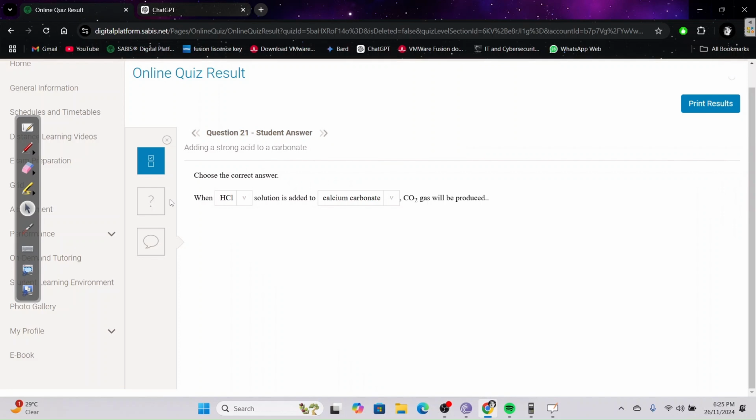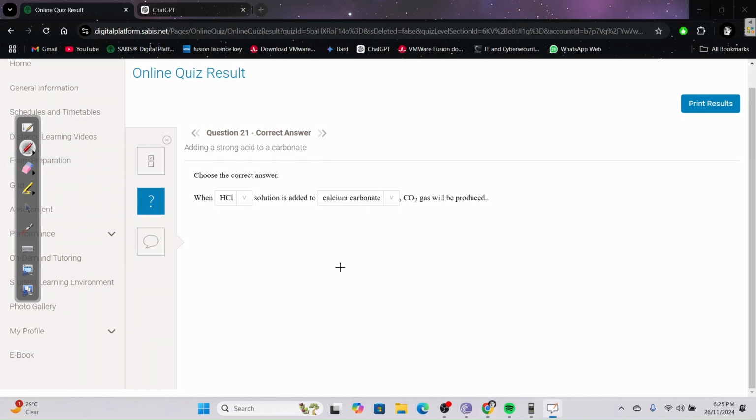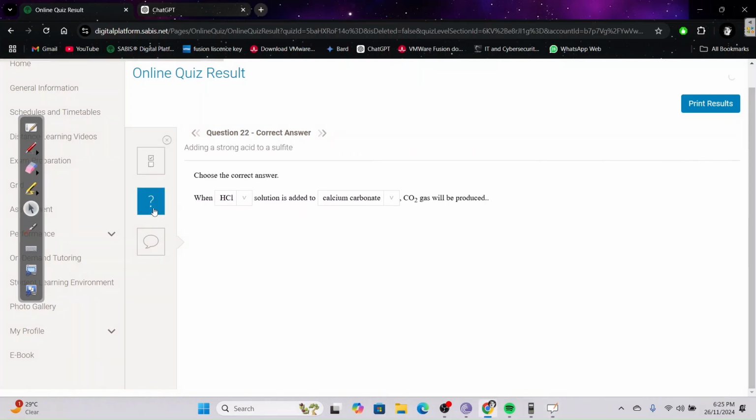When HCl solution is added to calcium carbonate, CO2 gas will be produced. Obviously. Now you memorize this. Really, there's no other way of memorizing it. Carbonates always give off carbon dioxide. Just remember them. Question 22.